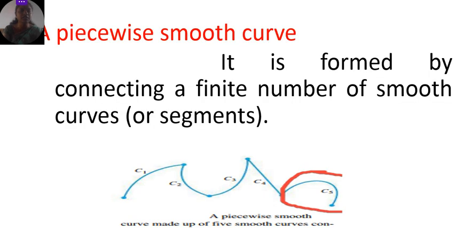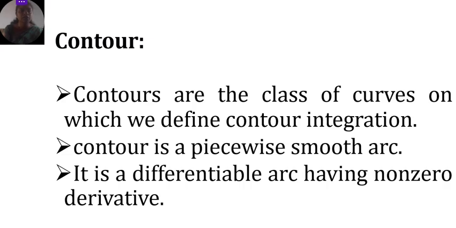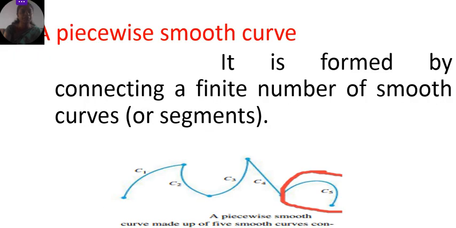So a contour is a certain curve on which we define the contour integration. Mathematically speaking, it is a piecewise smooth arc. So it is a differentiable arc and having non-zero derivative. That means the curve is differentiable, and at the same time the derivative is not zero.